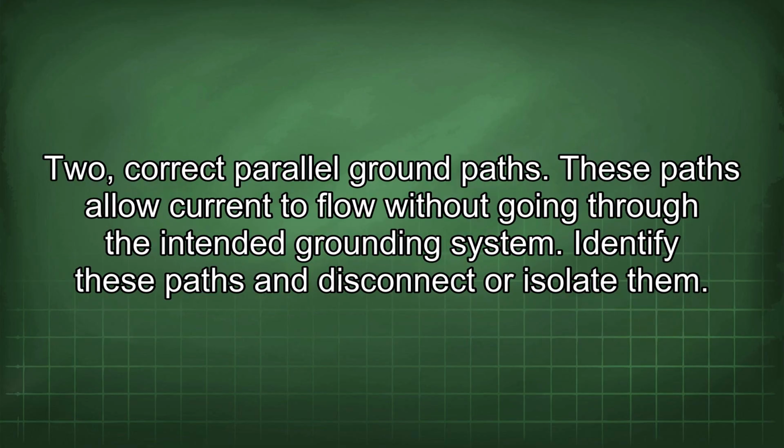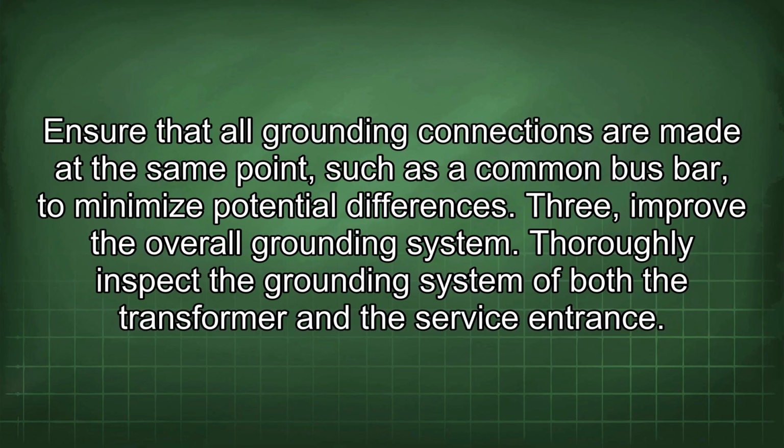2. Correct parallel ground paths. These paths allow current to flow without going through the intended grounding system. Identify these paths and disconnect or isolate them. Ensure that all grounding connections are made at the same point, such as a common bus bar, to minimize potential differences. 3. Improve the overall grounding system.